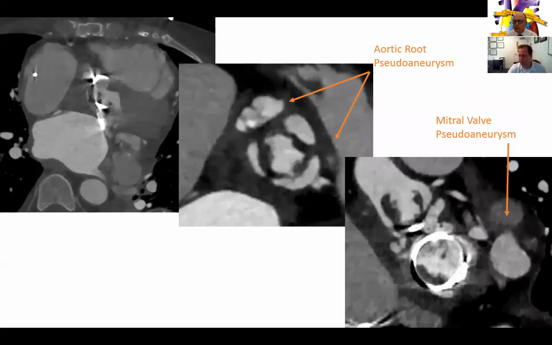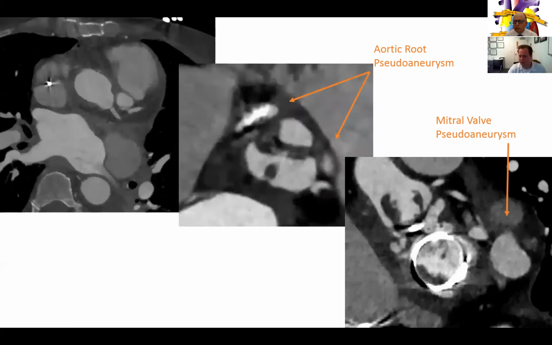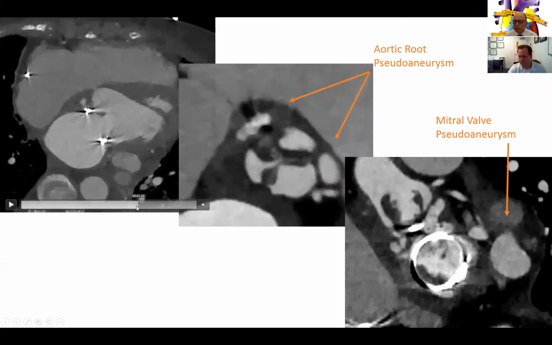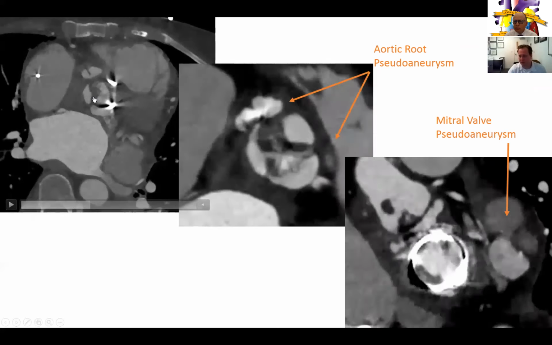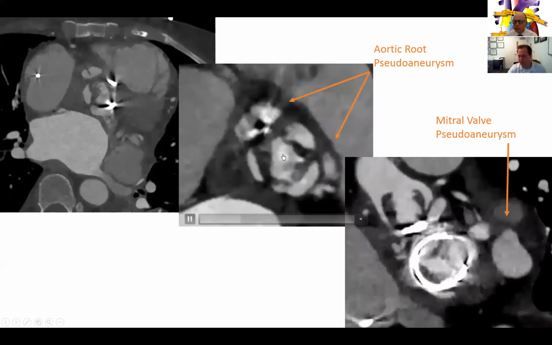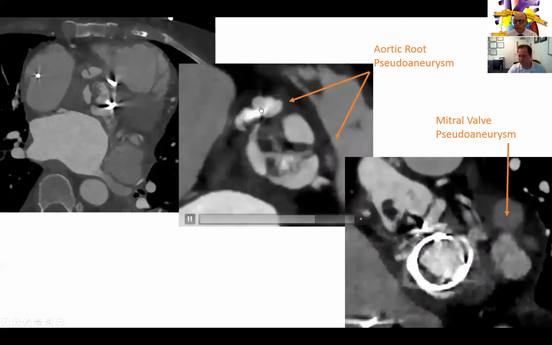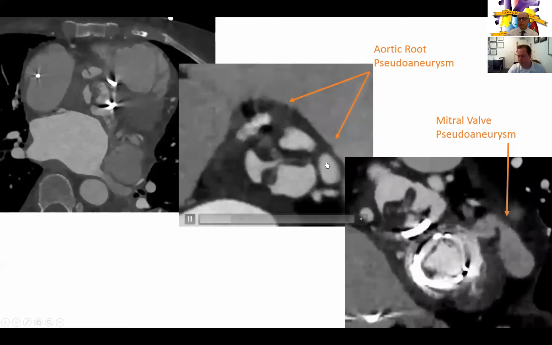So here's a patient who's had prior aortic valve and mitral valve replacements with bioprostheses. And so here you can see this bioprosthetic aortic valve with these abnormal hypodensities. You also see these contrast-filled outpouchings compatible with aortic root pseudoaneurysms.